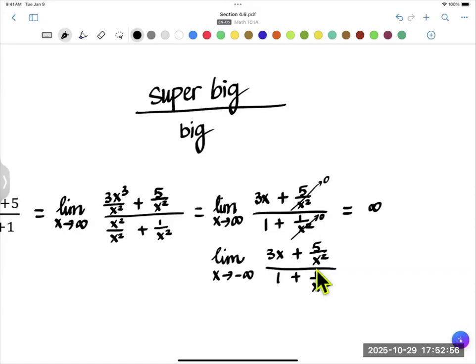Then we have this is 0, this is 0. But when you have 3 times negative 100 million, then you're going to have negative 100 million, right? So you're getting super small. So which means you're going to have negative infinity, okay? Super big negative value, then you have negative infinity, okay?